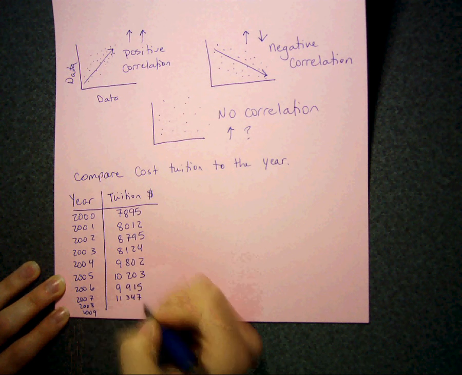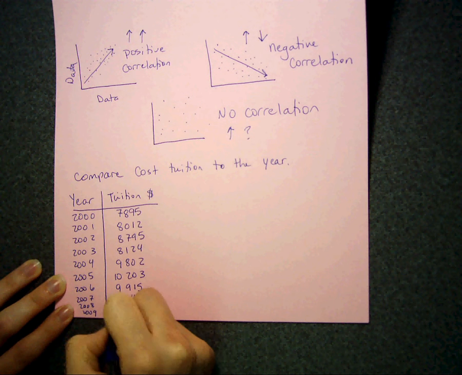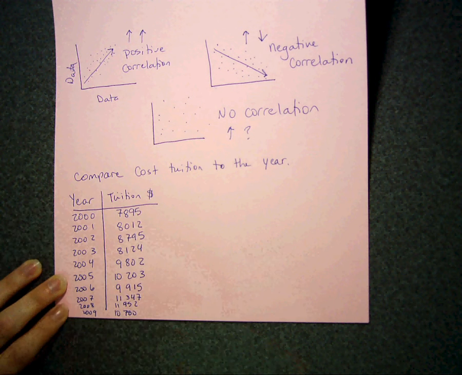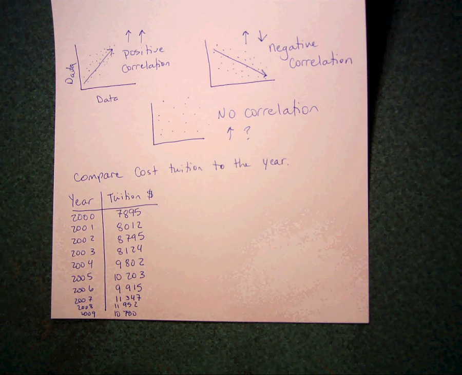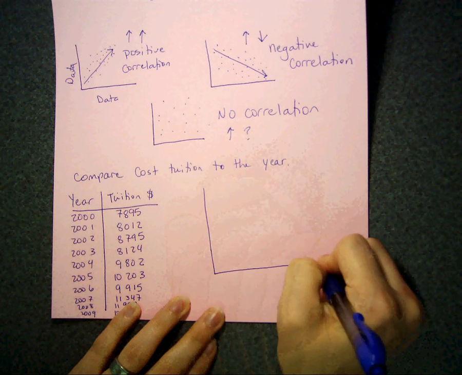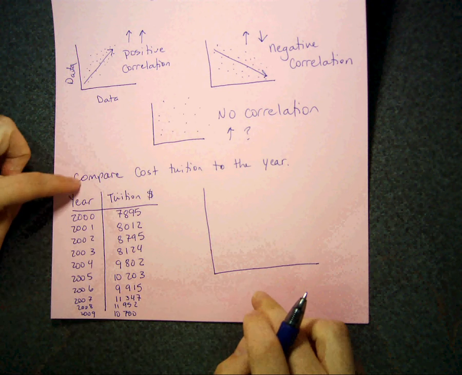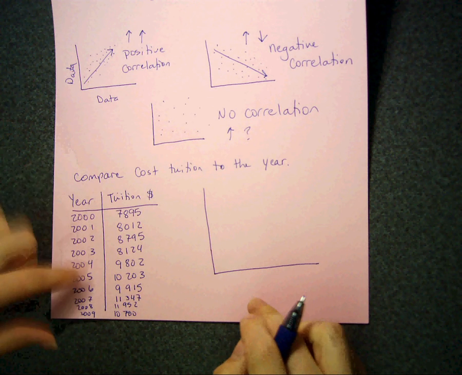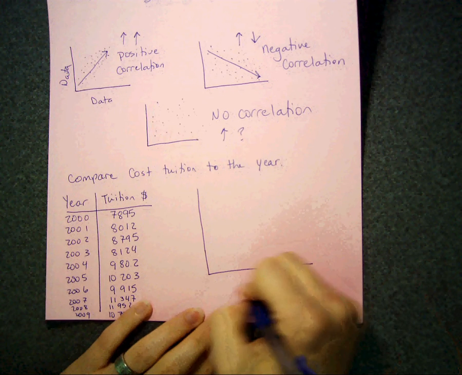So how do I make a scatter plot? First, draw my axes. Usually one of your data sets is going to be time, and that's going to go on your x-axis. So here I have years, and on the other one I'm going to flip it like this, and I want tuition in dollars.